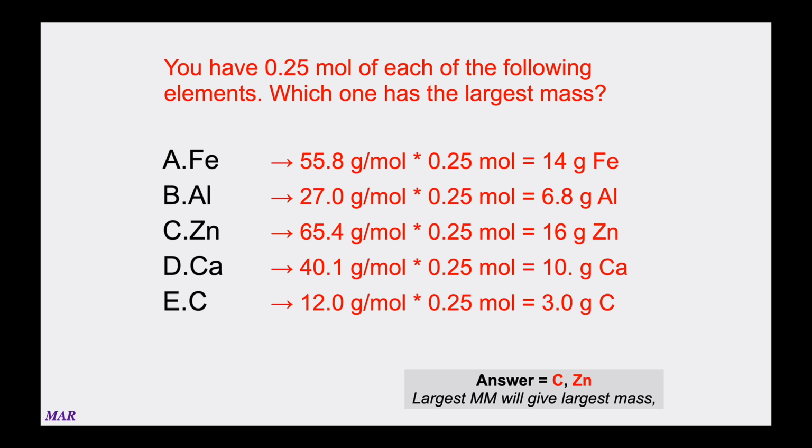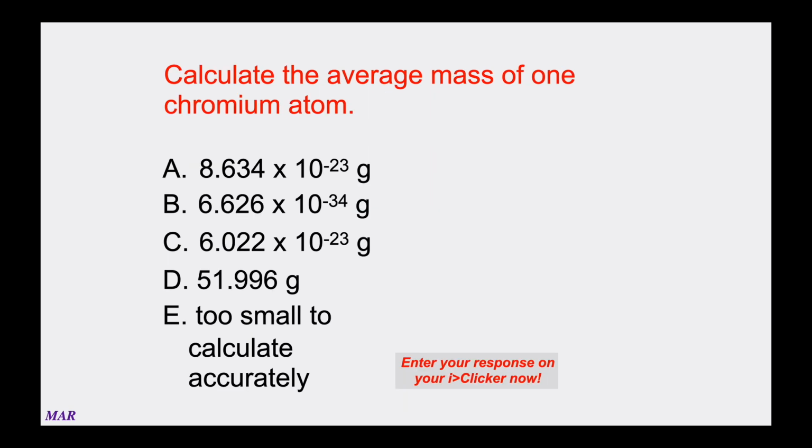So if you actually want to see how those numbers work out, those are the actual values. You can see that definitely the zinc here, about 16 grams, that's the mass of zinc from 0.25 moles, and that's larger than the other ones up there. Iron is close, but not quite as big as zinc. So this is a cool question just to make sure you understand what the molar mass means, stuff like that. This is kind of a fun problem.